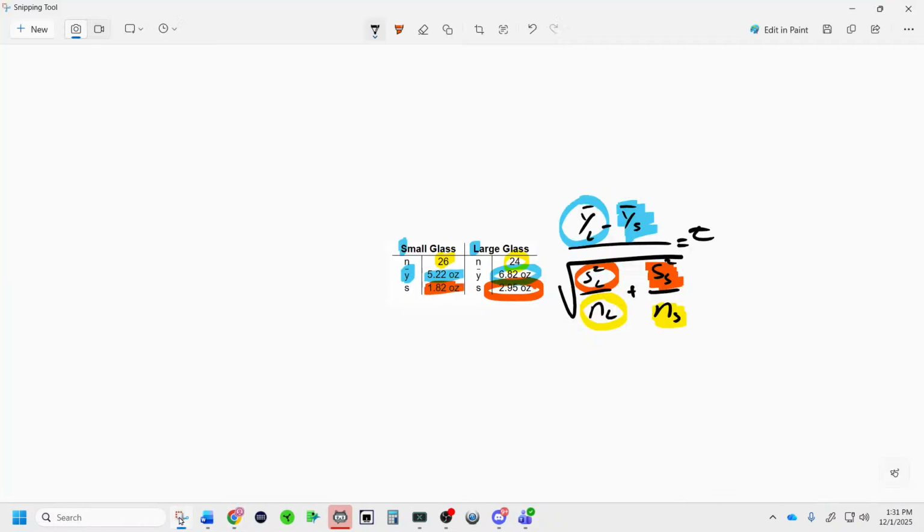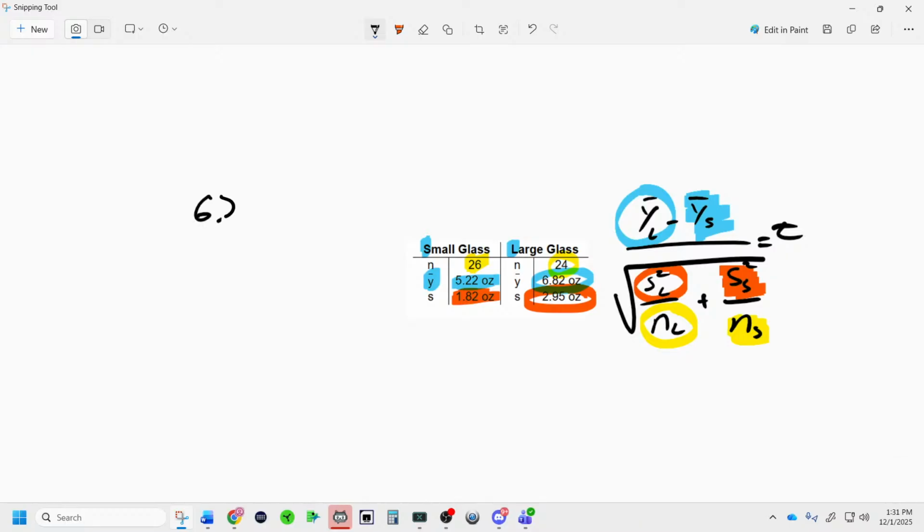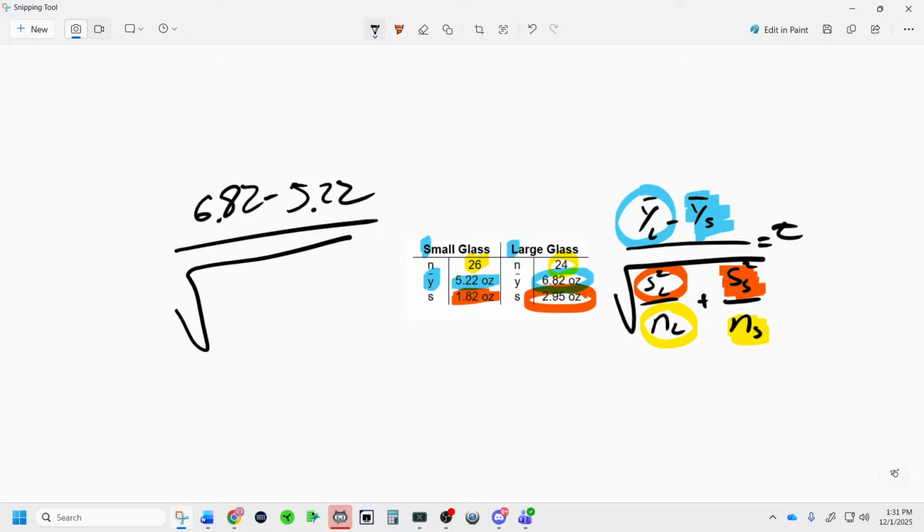So we're just going to plug in the numbers. Check your math because it's very easy to make errors. So we're just going to plug in all the numbers. It's large minus small, 6.82 minus 5.22 over the square root. And standard deviation of small goes on the right.